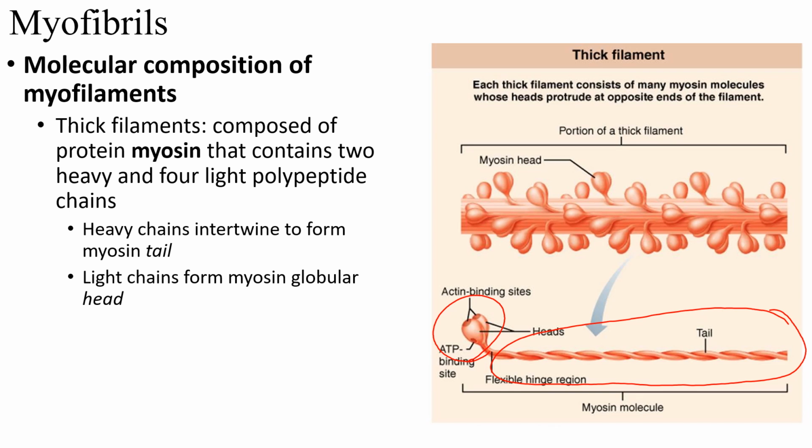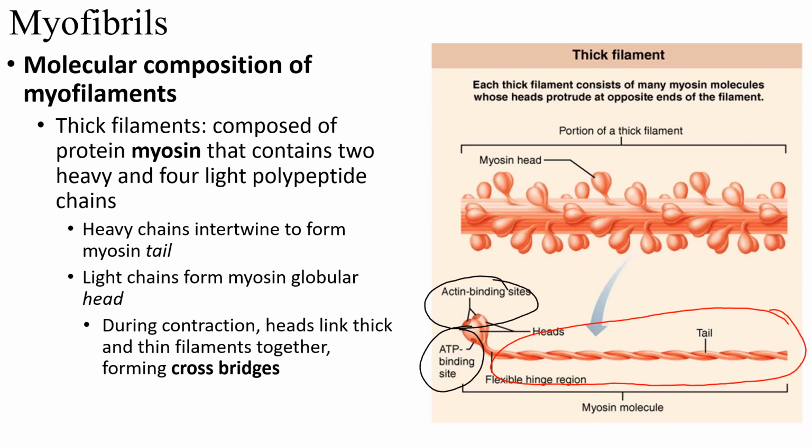The myosin heads are going to be what actually interact with the actin, and what I want you to look at is this thing that says ATP binding site. That is going to be important for muscle contraction, and also this actin binding site. This is where the actual protein, the myosin head, is going to bind to the actin. During contraction, these parts, the actin binding sites, will bind to the actin and form what we call a cross bridge, because they'll be actually connected to each other.